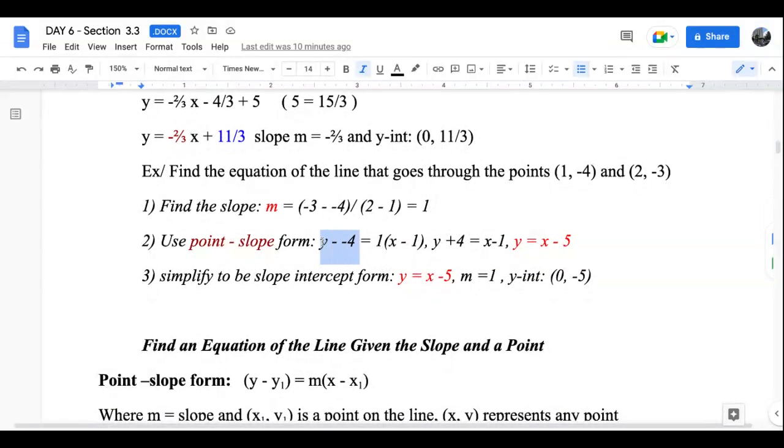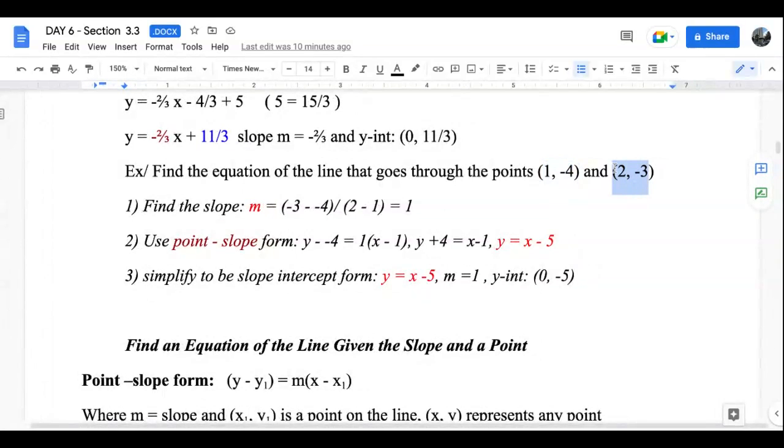Then we use point-slope form. Right, just choose to work with any of these points, or choose to work with the first one. So y minus negative 4 equals 1 times x minus 1. We simplify a little bit, and the slope-intercept form is y equals x minus 5. Right? In this case, we see the slope is 1, and the y-intercept is (0, -5). Anyone has any questions?